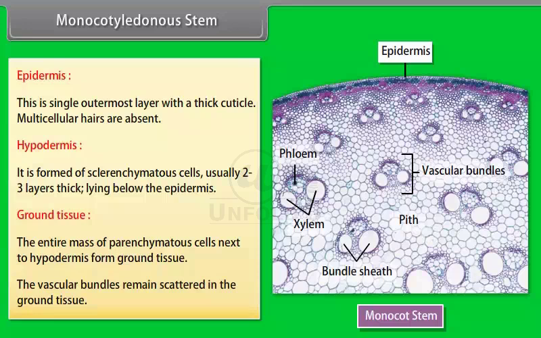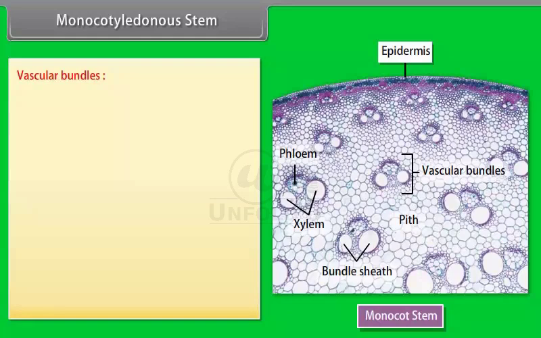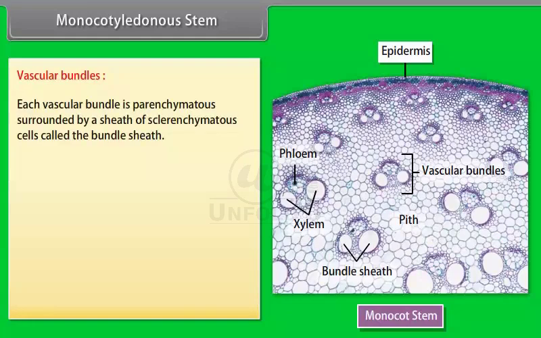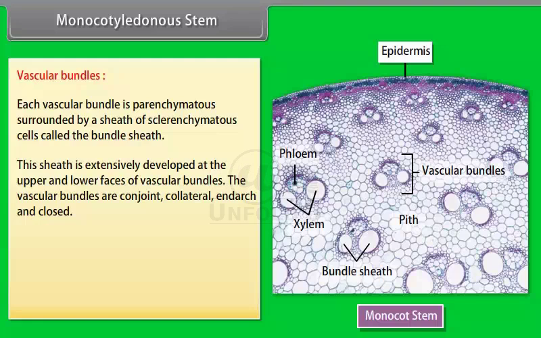The vascular bundles remain scattered in the ground tissue. Vascular bundles. Each vascular bundle is surrounded by a sheath of sclerenchymatous cells called the bundle sheath. This sheath is extensively developed at the upper and lower faces of vascular bundles. The vascular bundles are conjoint, collateral, and closed.